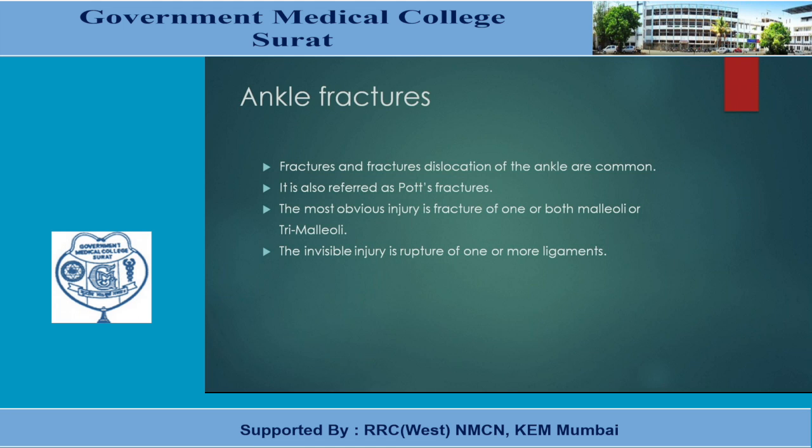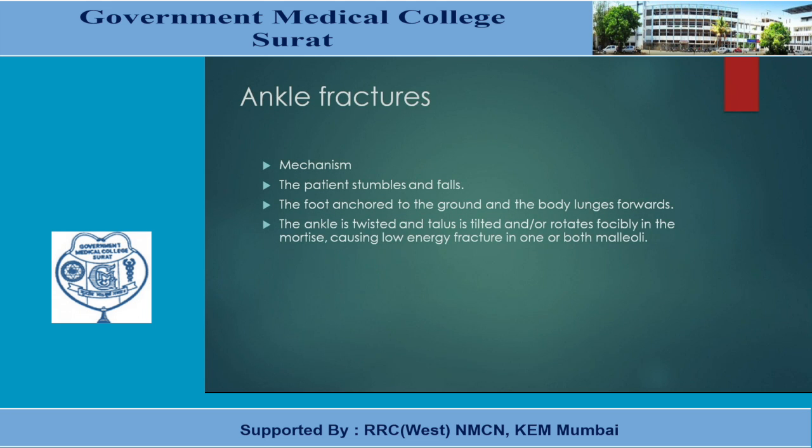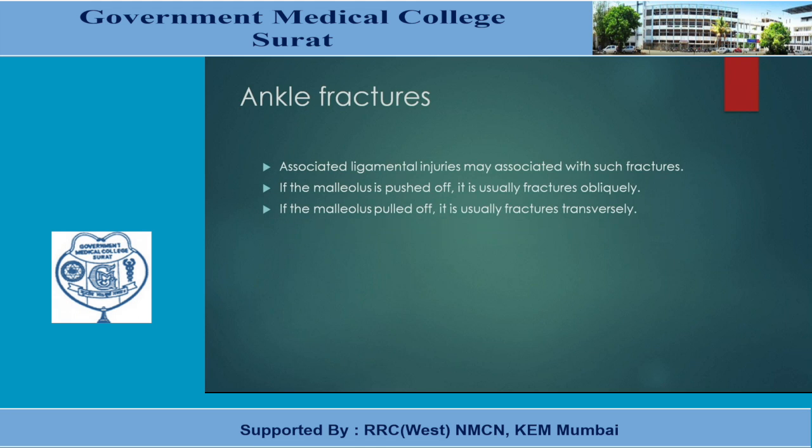The invisible injury is rupture of one or more ligaments. Now, ankle fracture mechanism: the patient stumbles and falls. So there may be damage to the medial and lateral malleoli. So the ankle is twisted. Associated ligament injury may be associated with such a fracture. If the malleolus is pushed off, it usually fractures obliquely. If the malleolus is pulled off, it usually fractures transversely. So it depends upon the injury. There might be an oblique fracture or a transverse fracture.